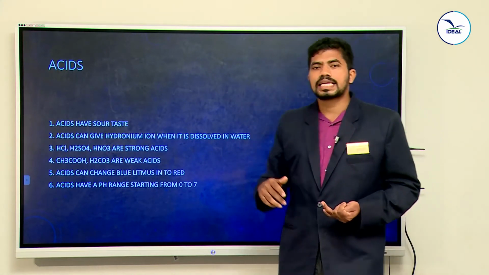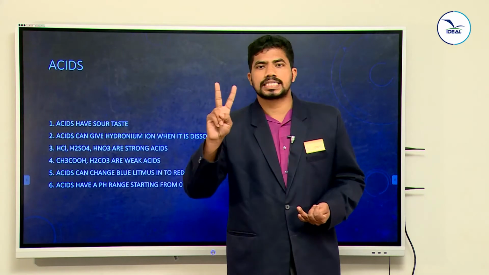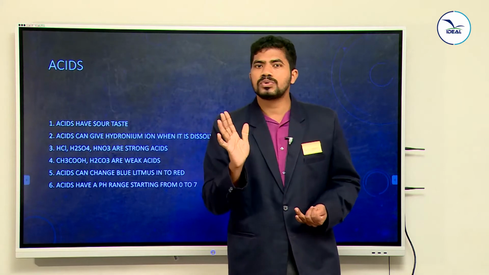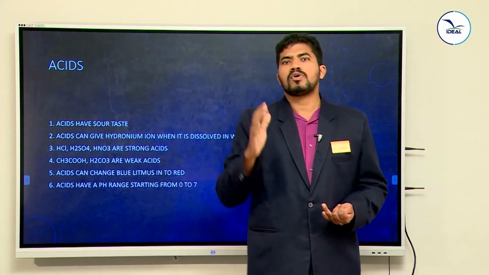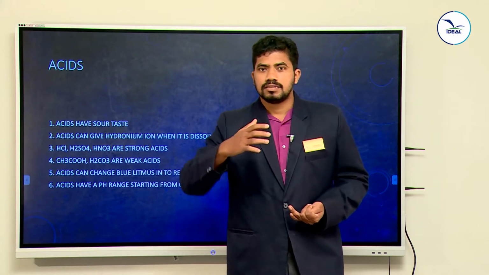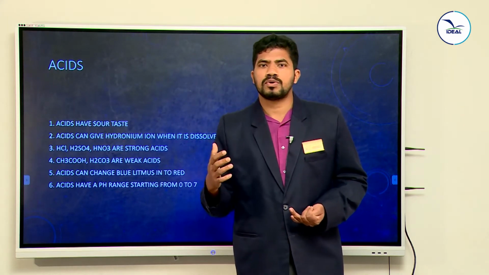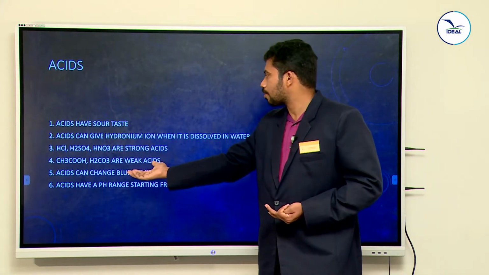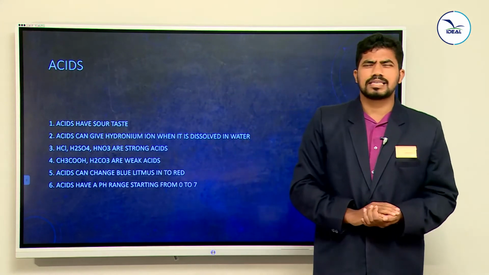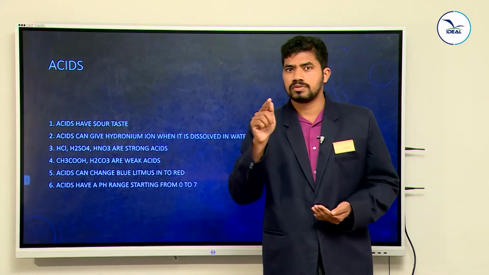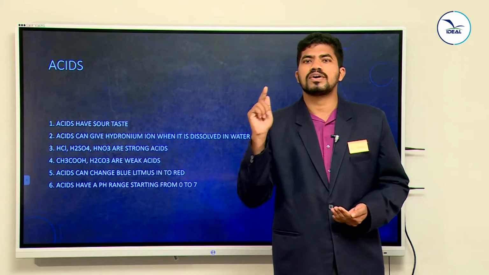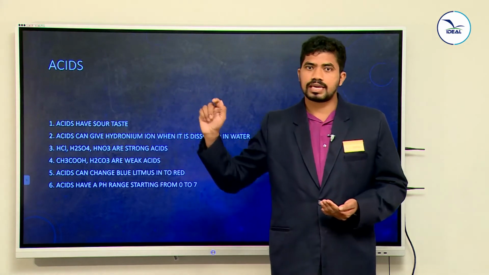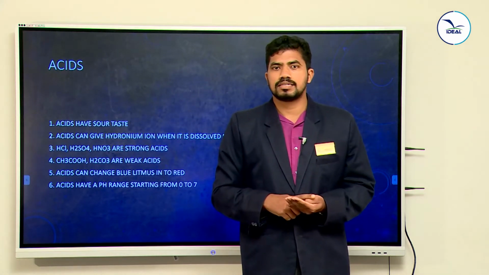Next, we can classify acids into two categories, strong acid and weak acid. A strong acid gives hydronium ion as soon as possible, but a weak acid gives hydronium ion very slowly. We have some weak acids, acetic acid and carbonic acid. Acetic acid is a component of vinegar. If you dissolve 5 to 7% acetic acid in water, we will get vinegar. So acetic acid is a weak acid.